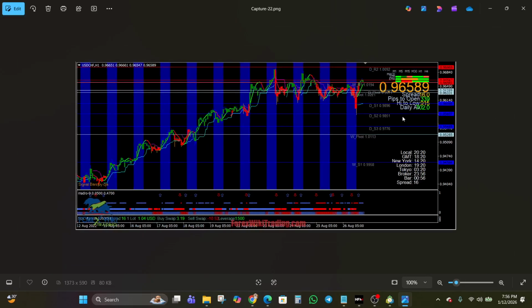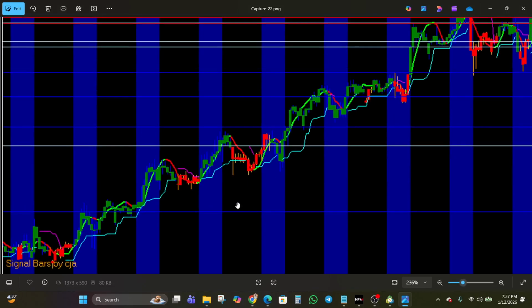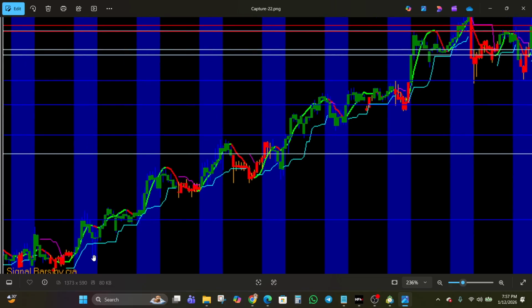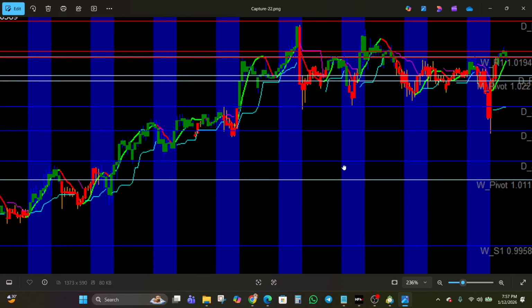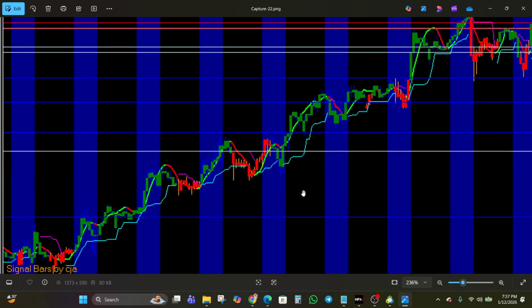So this indicator helps you to identify the prevailing momentum and the prevailing trend in the market, and with the aid of these lines as well, when the lower period line crosses above the higher period line, it is a buy signal, right? And when you notice that the lower period line crosses below the higher period line, it is a sell signal. But you should trade in the direction of the trend, right?